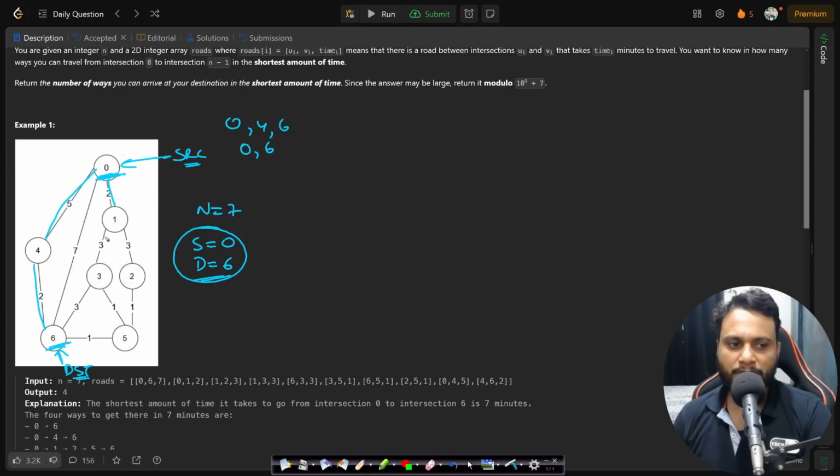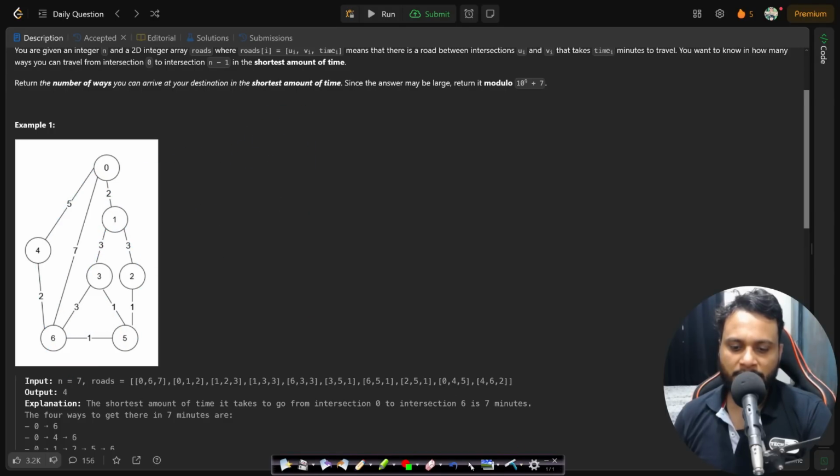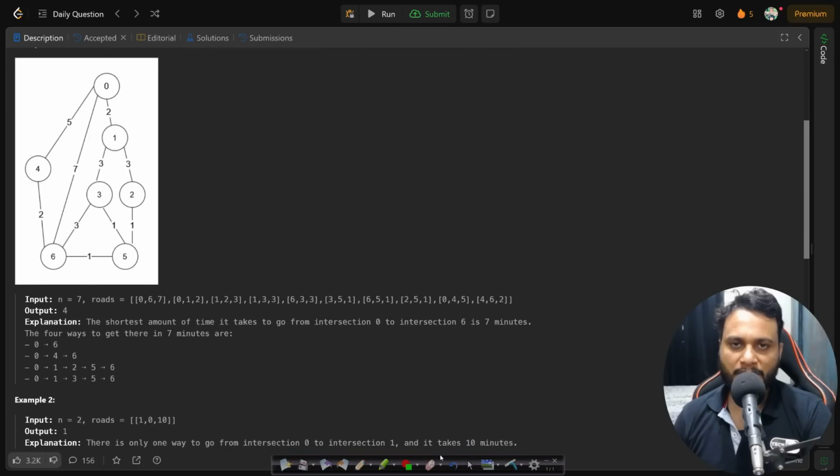You can go from 0 to 1, 1 to 3, 3 to 5 and 5 to 6. This is another way, so this is the third way. And then you can go from 0 to 1, 1 to 2, 2 to 5 and 5 to 6. This is the fourth way. And there are only 4 ways with the minimum cost. If you consider 0, 1, 3, 6, this has a higher cost, 2 plus 3, 5 plus 3, 8. But our minimum cost is 7. That is why it was not counted. So the challenging part of this problem is not Dijkstra, but the challenging part is to count.